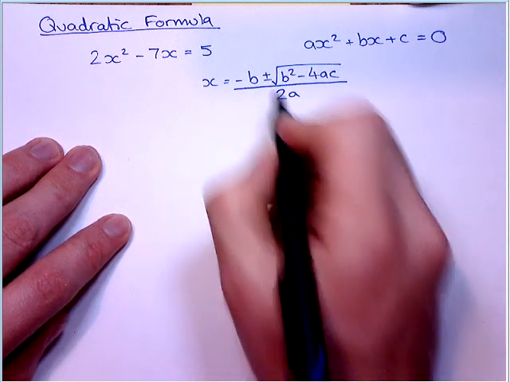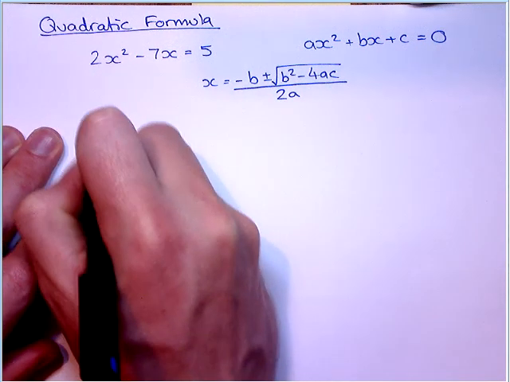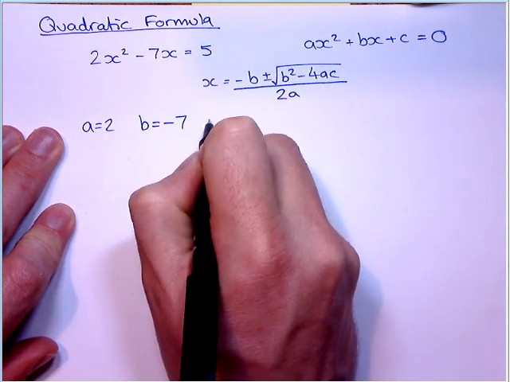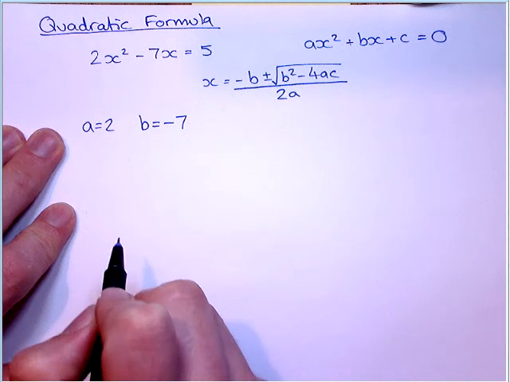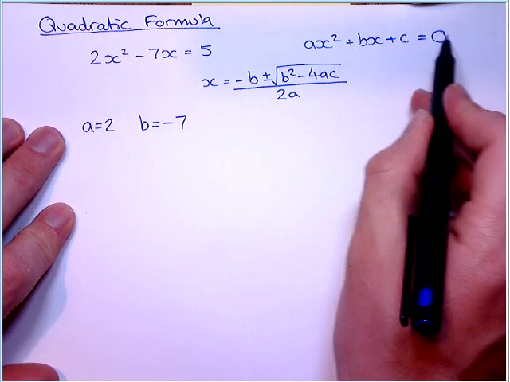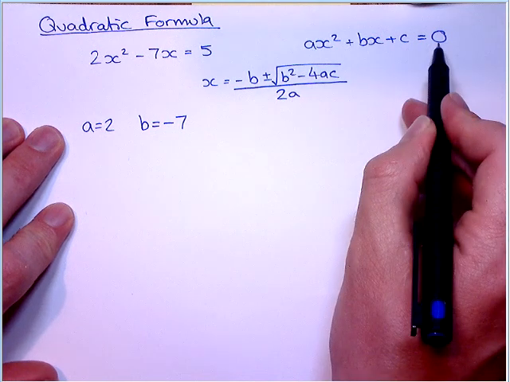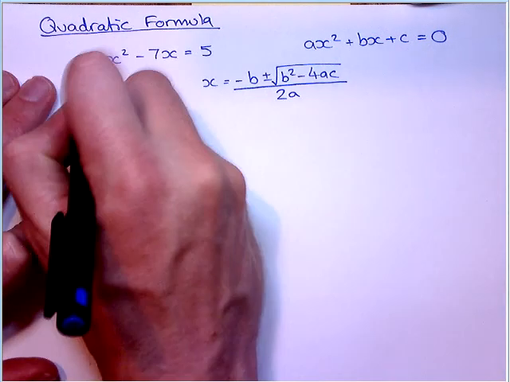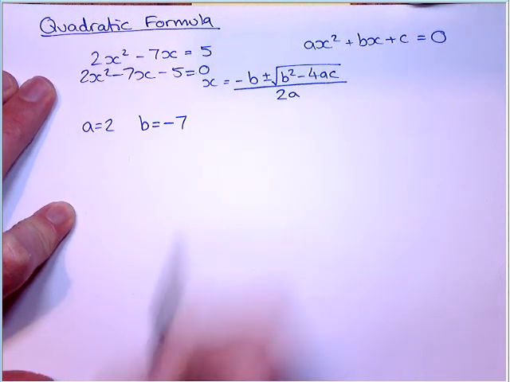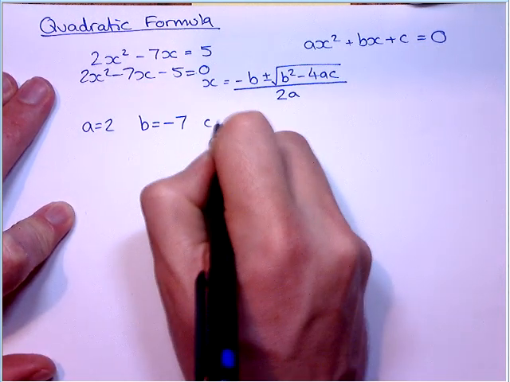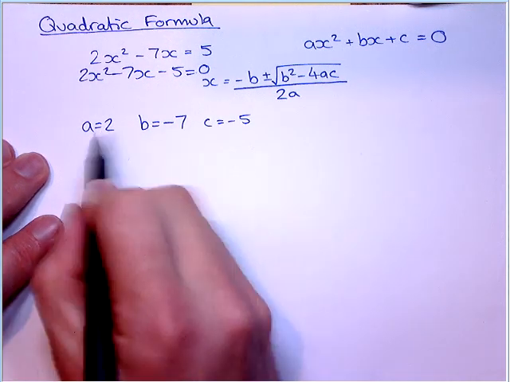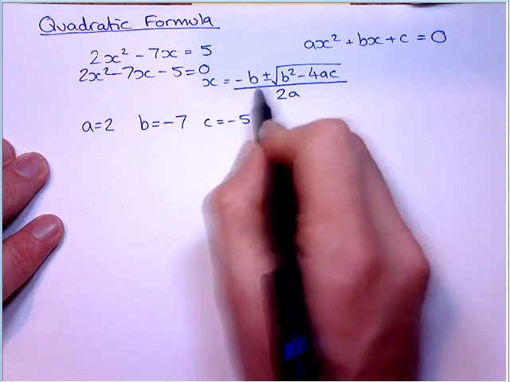So what we say is a is 2, b is minus 7, and actually what I should have done here is this doesn't match up, so it always has to be in this form, always has to be equal to 0. So I'm actually going to have to bring that 5 over to make it equal to 0, and therefore c is a negative 5. So we're going to put in these coefficients into this.